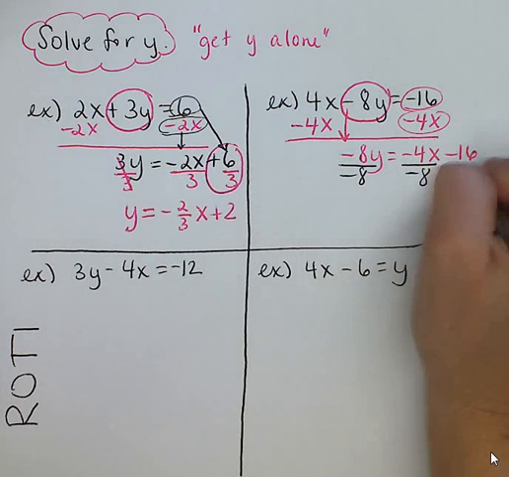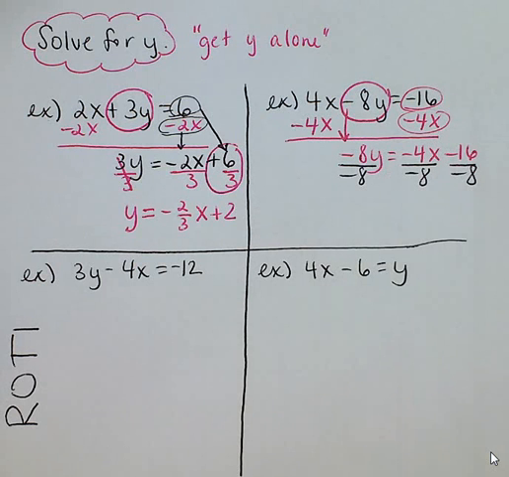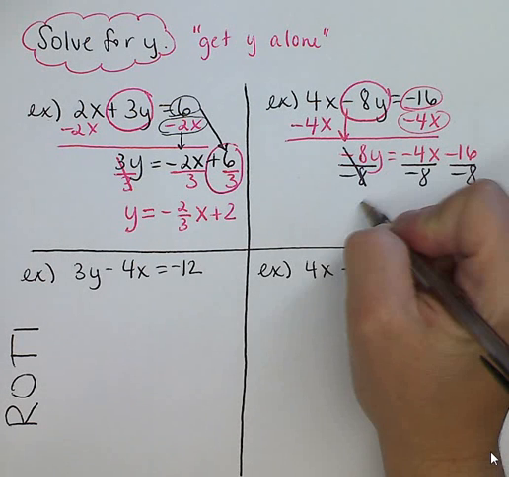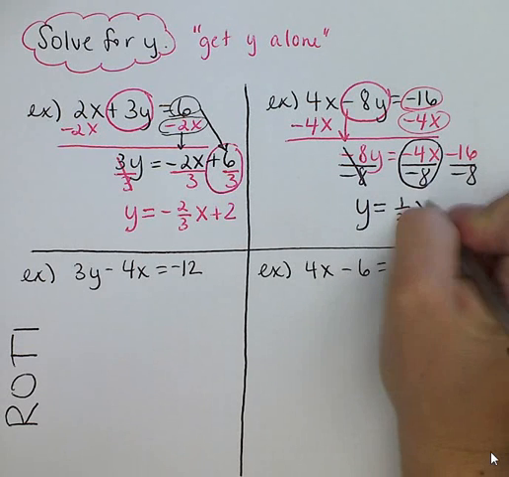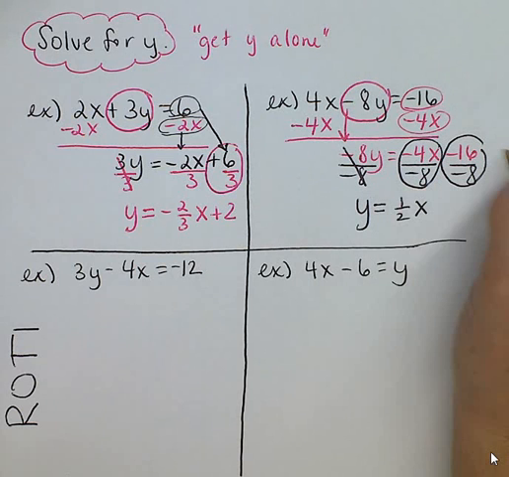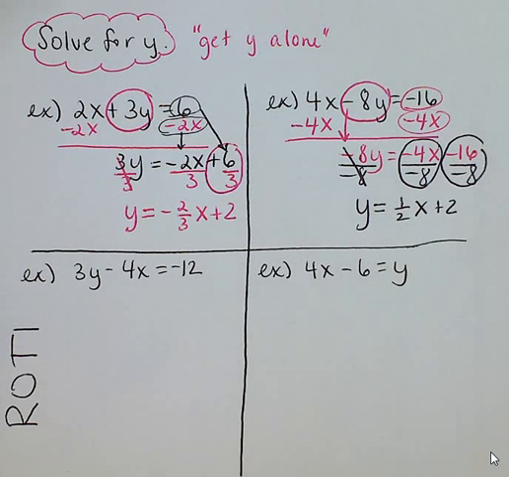What I do to one piece, I have to do to all pieces. Being careful with your reducing and your signs. A negative divided by a negative is a positive. And again, a negative divided by a negative is a positive. So y is alone when the coefficient on the y is a 1.